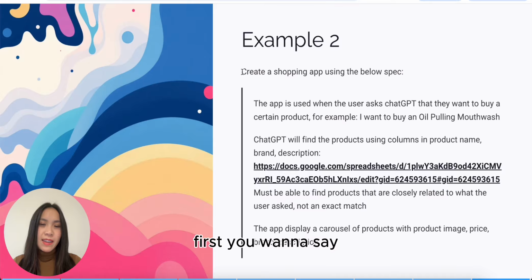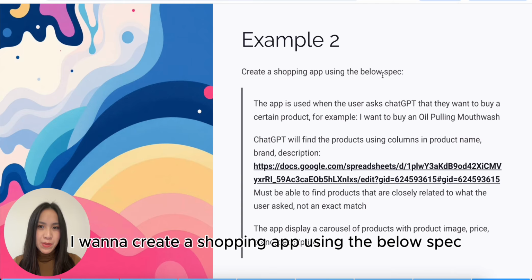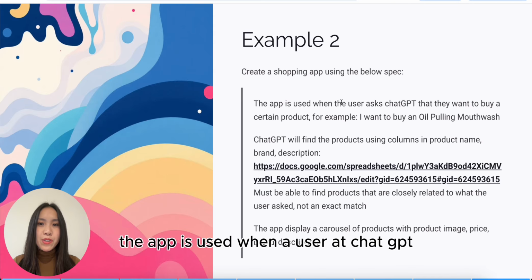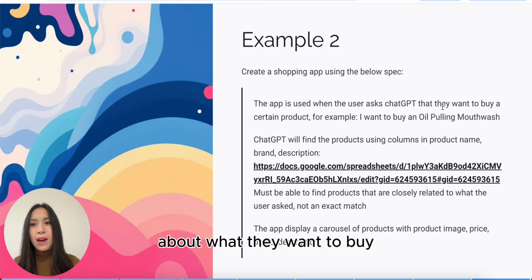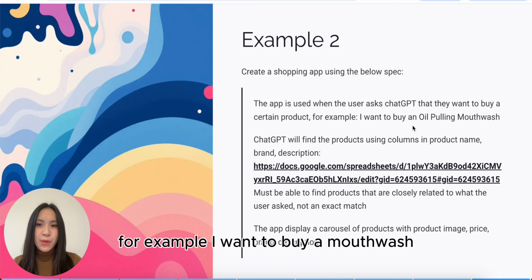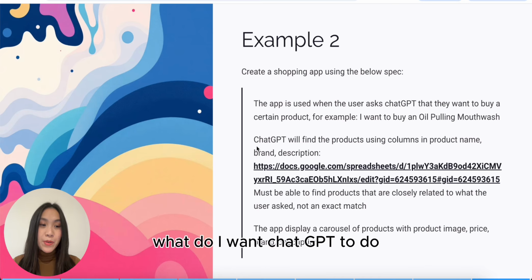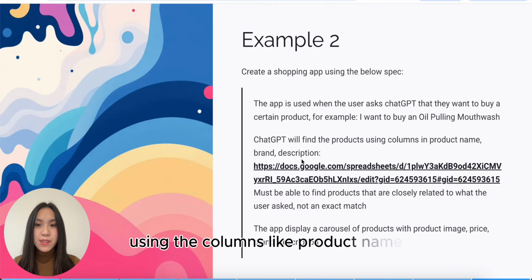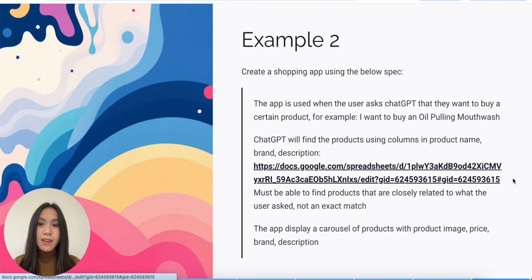First, you want to say, I want to create a shopping app using the below spec, and I also break it into 3 different sections. The app is used when a user asks ChatGPT about what they want to buy. For example, I want to buy a mouthwash. What do I want ChatGPT to do? I want ChatGPT to find the products using the columns like product name, product brand, product description, using this spreadsheet.